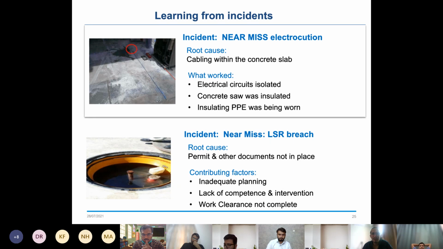However, without proper planning, they simply go to site, urgently do the work, forgetting about the documentation. For example, permit, no GHA. Luckily, they fill up the WCF, for example. So this kind of near miss incident, we call it a hypo incident, because this is an LSR breach, no permit issued. And this is also part of the LSR violation.